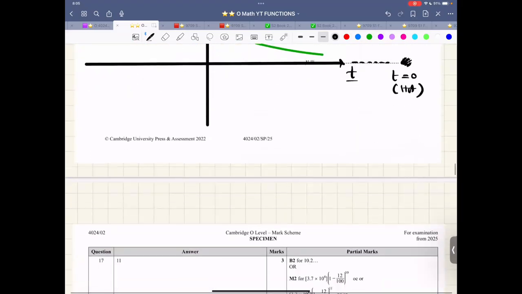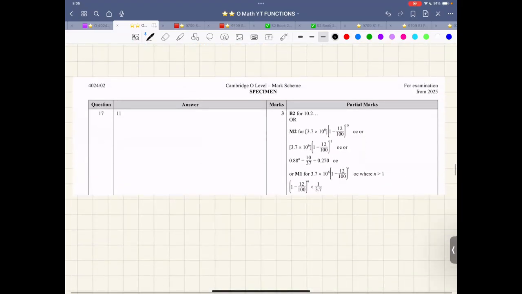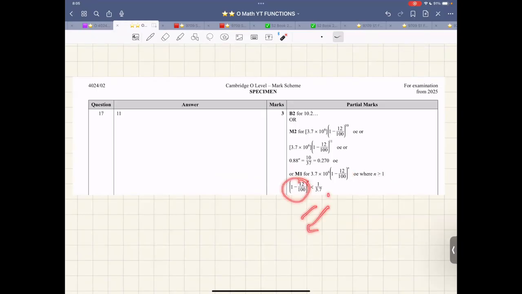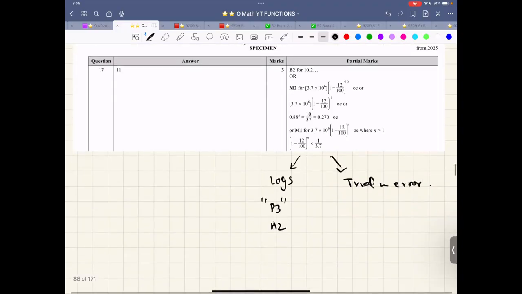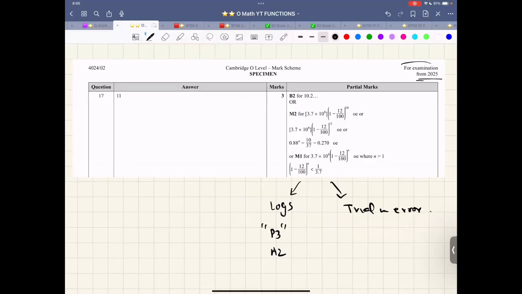So again, this was a specimen question. And look at the working, how they have done. They have shown it like this. And this is 0.270, and then n should be greater than 11. And then solve this. They did not mention anything more. It can be done by logs, but then you have to wait for P3, that is A-level second year, or you can use trial and error, and that is exactly what I've used over here. So this is for examination from 2025 onwards, 402402.